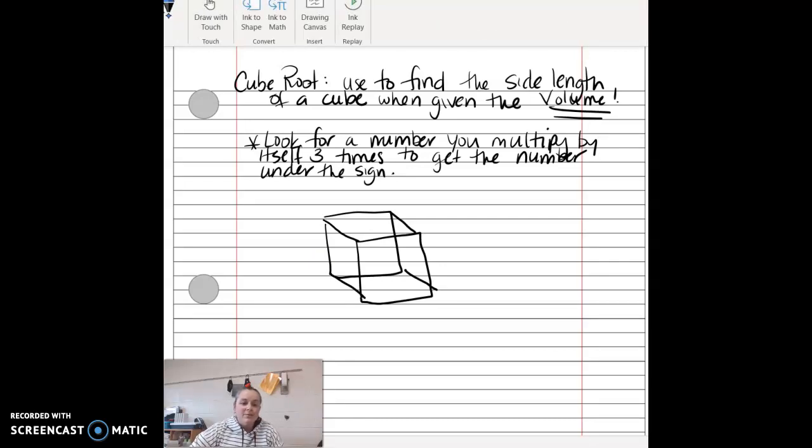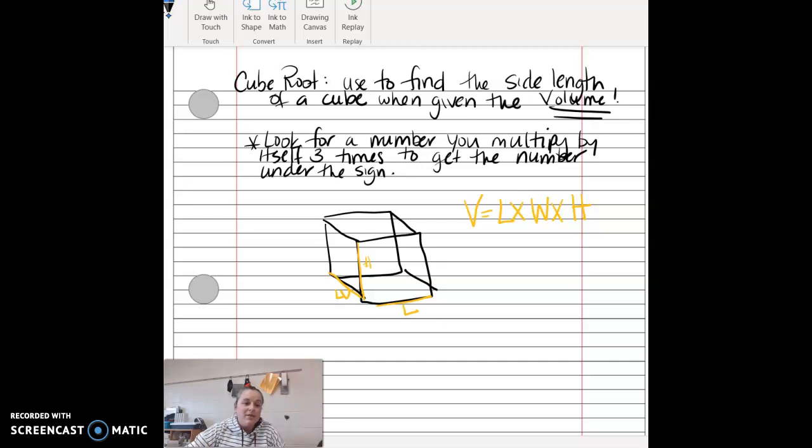So if I were to get out some color here, now you don't just have your length and your width. You have length, width, and height now. You have 3 dimensions. So volume is your length times your width times your height. 3 dimensions for a cube. So if we're talking cubes, they're all the same.